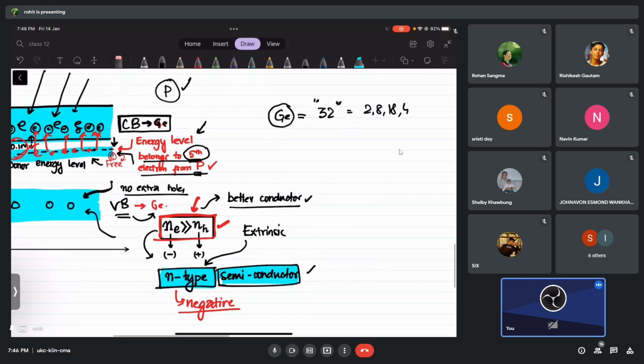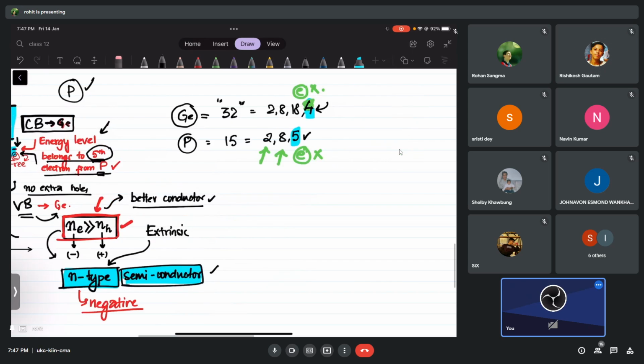Okay. And what about phosphorus? 15, no? 2, 8, 5. Agreed with this one? Yes, sir. Okay, so do you agree that they have the same number of protons? No. They have the same number of electrons? No. So, these 4 electrons are valence electrons of what? Germanium. These 5 electrons are what? Valence electrons of phosphorus. Okay, are they in the same orbits or different shells?